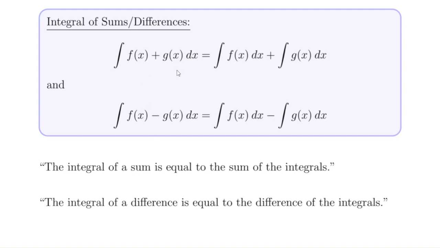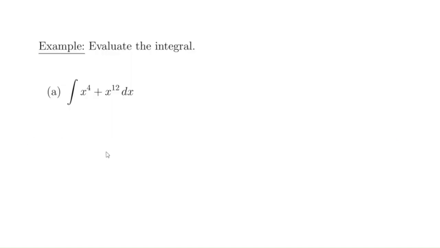Now, this is written for just the sum of two functions, but this would work if you had 3 or 4 or 5 functions. Any number of functions that are being added or subtracted together, you can do the integral of the sum as the sum of the integrals, and same thing with differences. So let's do a few examples. What's the integral of x to the 4th plus x to the 12th? Well, it's just going to be the integral of x to the 4th, which is x to the 5th over 5, plus the integral of x to the 12th, which is x to the 13th over 13. And we don't need to put a plus c and another plus c. We just put 1 plus c on the end here.